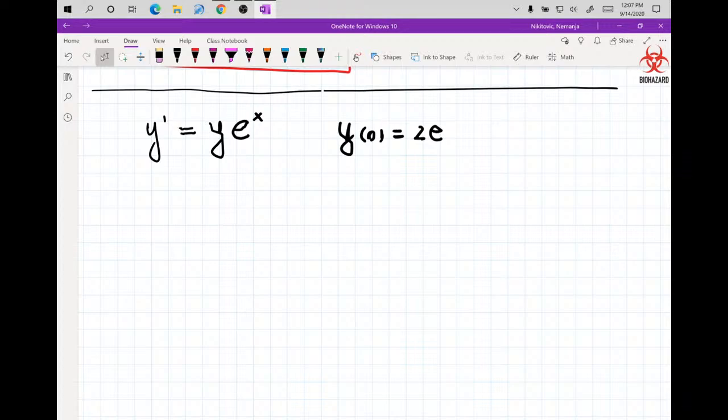Let's take a look at this problem. Oh, this y looks awful. See, as soon as I cool the tablet down, everything is perfect.